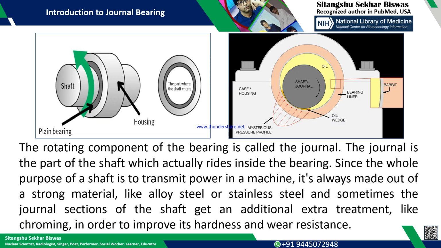Sometimes this journal section will get some additional treatment like chroming in order to improve the hardness and wear resistance, because there is a possibility that it will touch the bearing. At that time rubbing will occur, so we need to increase the wear resistance by hardening the surface of the shaft, which is normally called chroming. There are many such things, we are not going into the details of that.